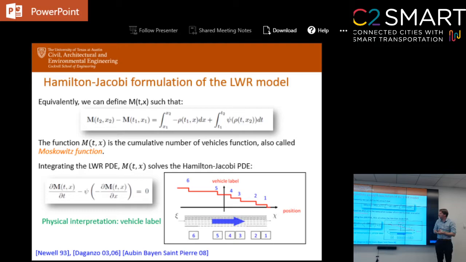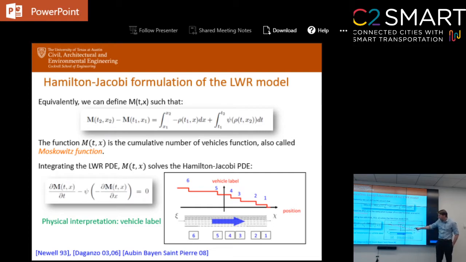So instead of dealing with density and flows, we can instead deal with this cumulative number of vehicles function. Sometimes it's called the cumulative number of vehicles, or we call that the Moskowitz function. That function represents essentially the level of vehicles on the road.